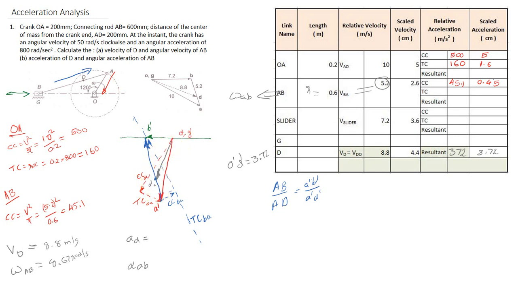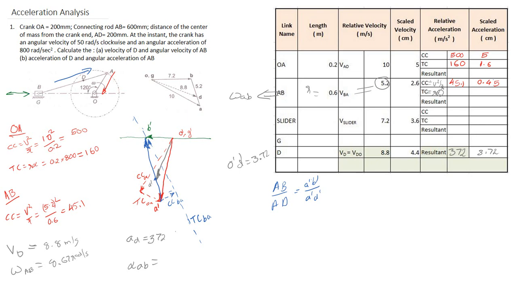Next you have to calculate the value of AD. Upon measuring this vector O dash D dash, we find that it is 3.72 centimeter, and the value will be equal to 372. Then alpha AB, that means the angular acceleration of the link AB. For the link AB, corresponding to the velocity, you have a centripetal component, whose value is v square by r, and a tangential component, whose value is r alpha, where alpha is the angular acceleration of the link AB.